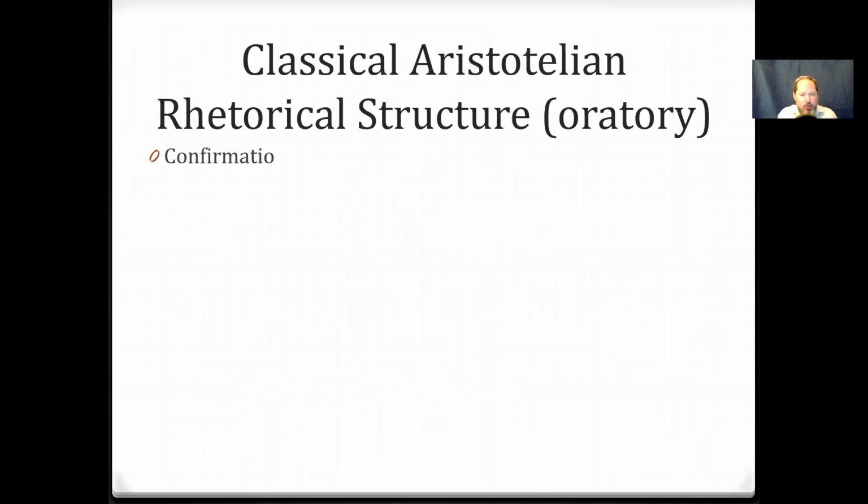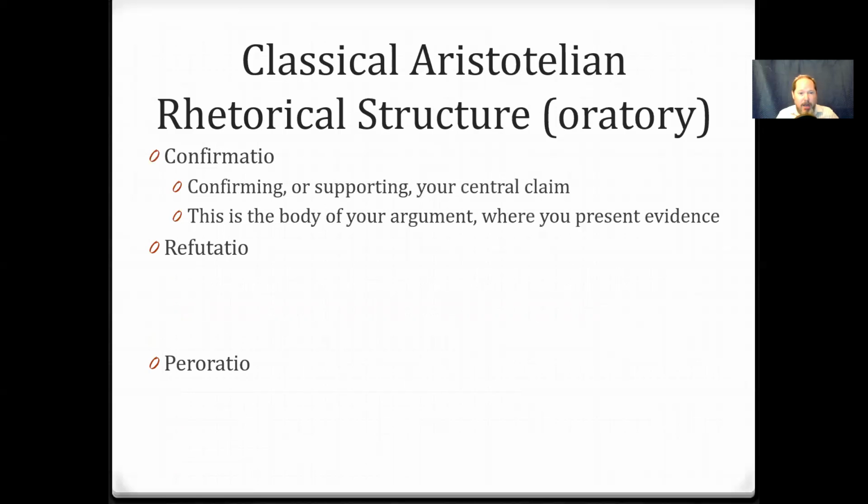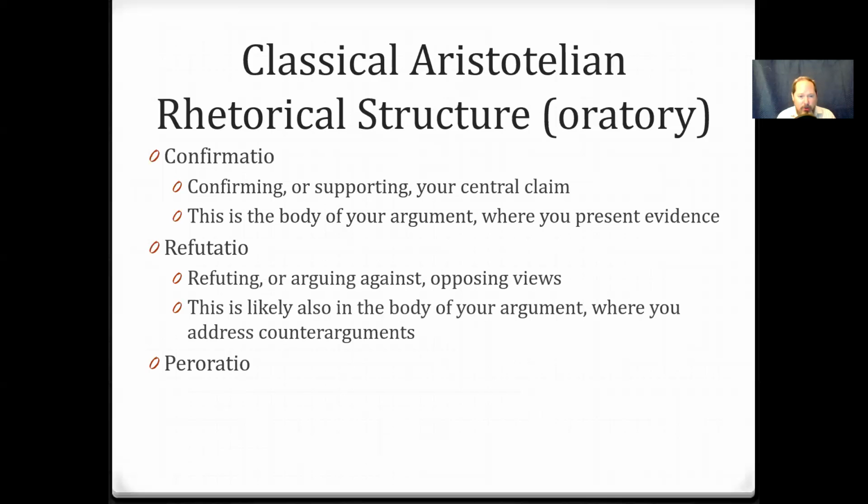As a speech would go on in ancient Greece, you'd have the confirmatio and the refutatio, and you'd end with the peroratio. It's hard to say. The confirmatio, it's confirmation. It's confirming or supporting your central claim. This is like the body of an argument. So it would be like your body paragraphs. This is where you present the evidence to support your argument. Then the refutatio, it's the refutation. You're refuting, you're arguing against the opposing views.